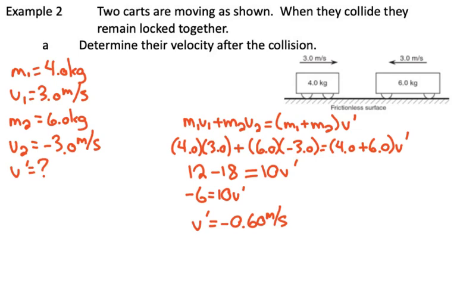Now, as always with vectors, it's generally accepted to not leave negatives when we can, so we can actually assign a direction instead of a negative sign. We said that the large cart was the one that was moving in the negative direction, and it was moving to the left. So a better way of putting this velocity would be 0.60 meters per second to the left.